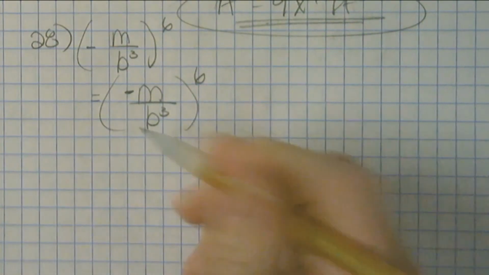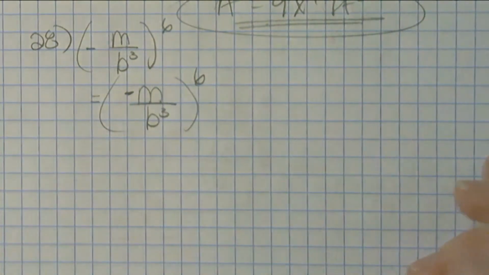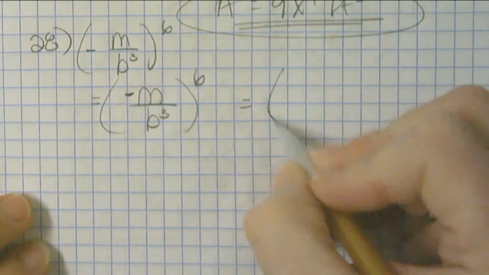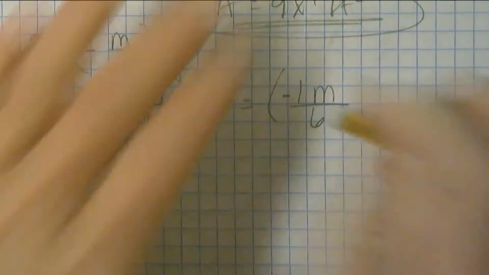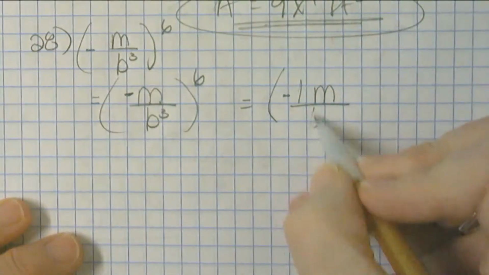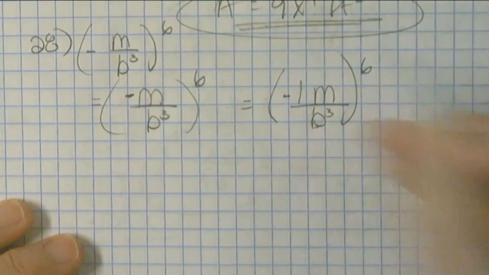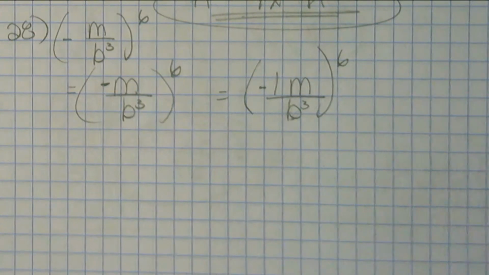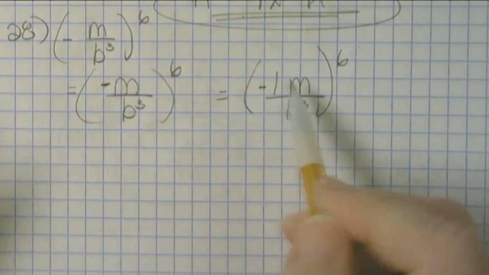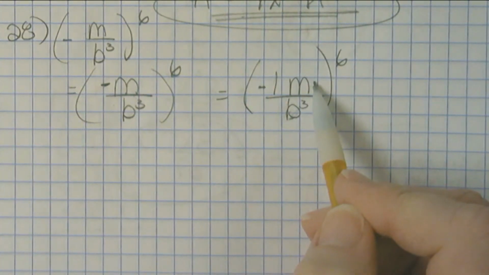Alright, if you're not sure what this means, it means negative 1 times m over b to the third power, all to the sixth power. That's what negative m means. It means negative 1 times m.